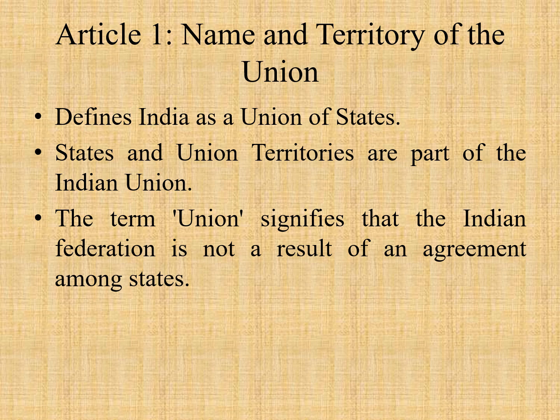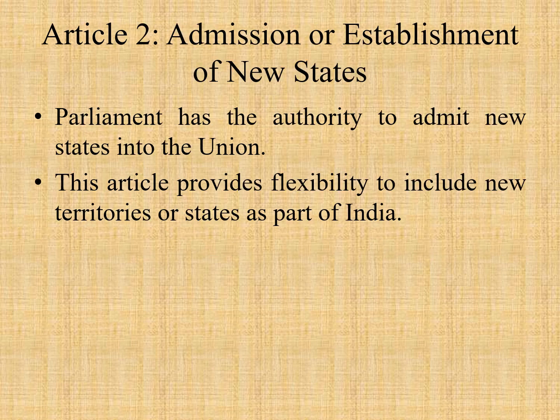What does Article 1 mean? Name and territory of the Union. It defines India as a Union of States. States and union territories are part of the Indian Union. The term Union signifies that the Indian Federation is not a result of an agreement among the states. Article 2.